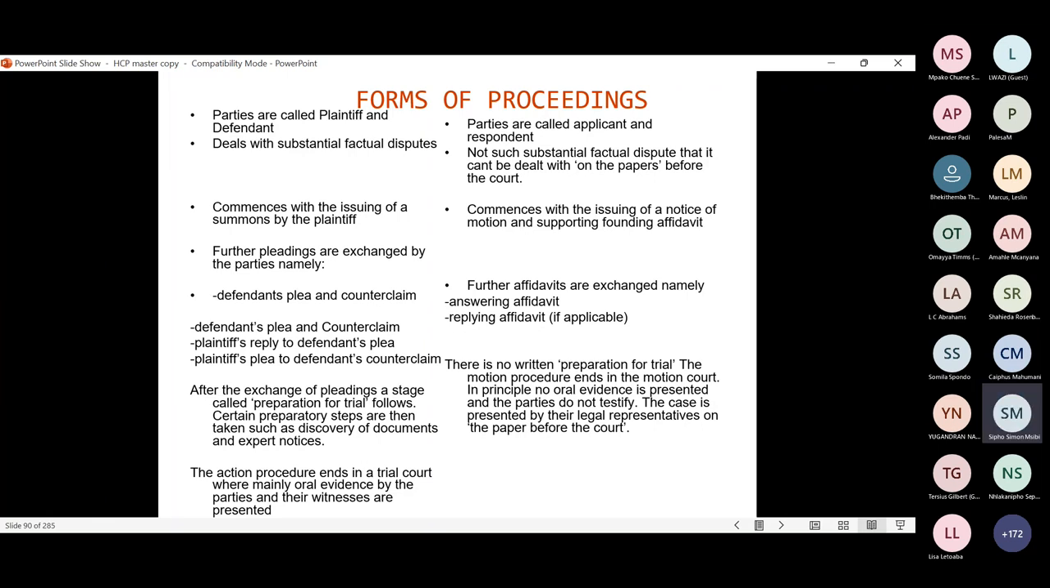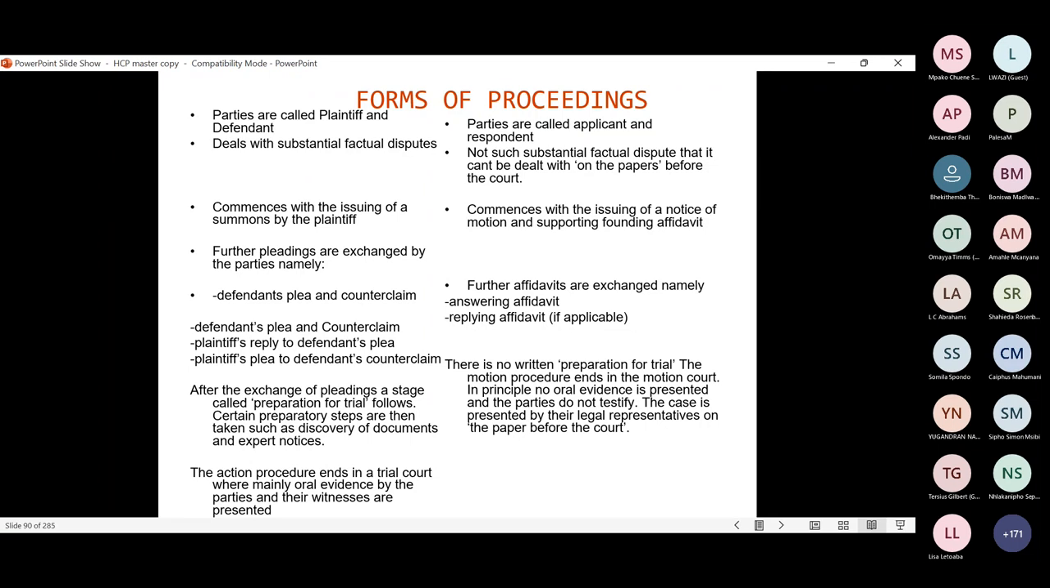There was a particular case where the labor court directed the applicant to choose between application procedure and statement of claim. Yes. What is the difference between the two? Well, in the labor court, the statement of claim is like the action procedure, because you're going to call witnesses and you're going to lead oral evidence. And then in the application procedure, it's where you argue on the papers.